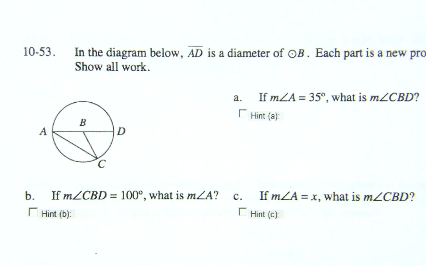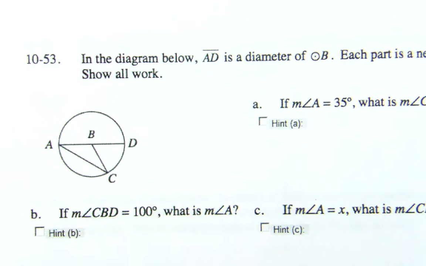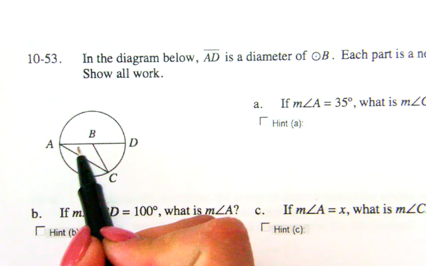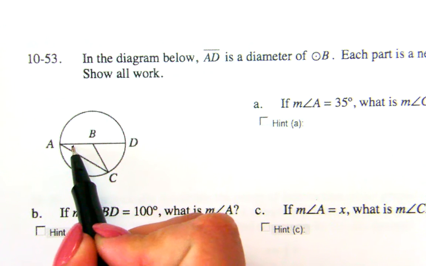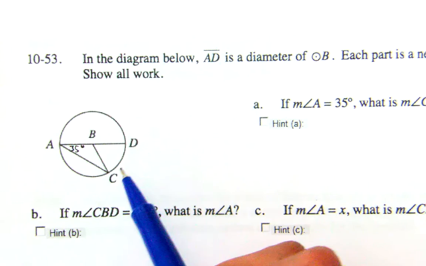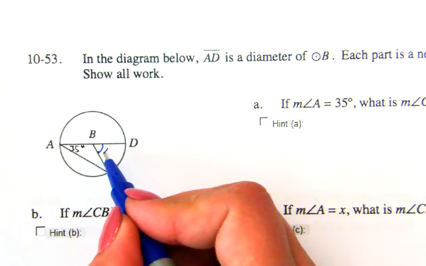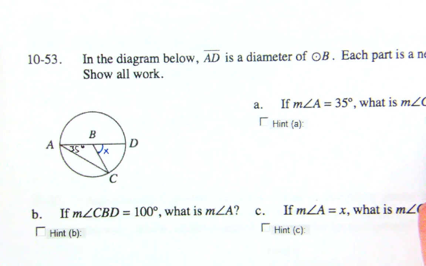On the first one, let me get my pencil ready. If measure of angle A is 35 degrees, what is the measure of CBD? So A is 35 degrees. And then what's the measure of CBD? We want to find this one right here. I guess we could call it X if we really want to.